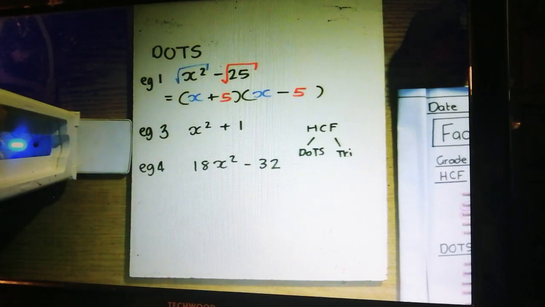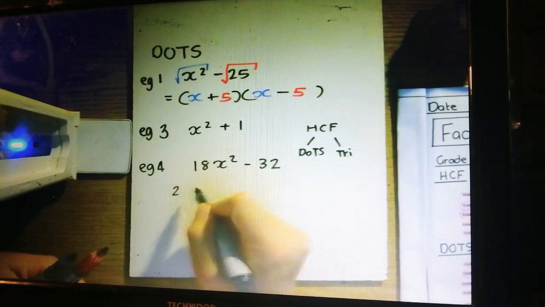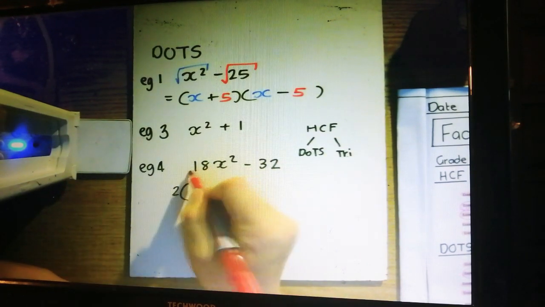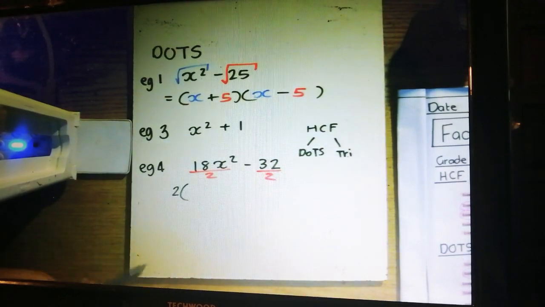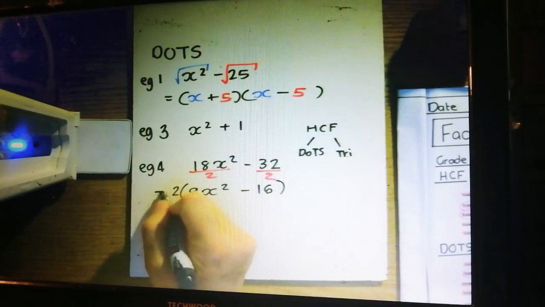But what do I notice? Something can go into both of them. What can go into both of them? Sorry, 2 can go into both of them. So I take 2 out. And what am I left with when I take 2 out? If I divide this by 2 and I divide this by 2, I'm left with 9x squared minus 16.